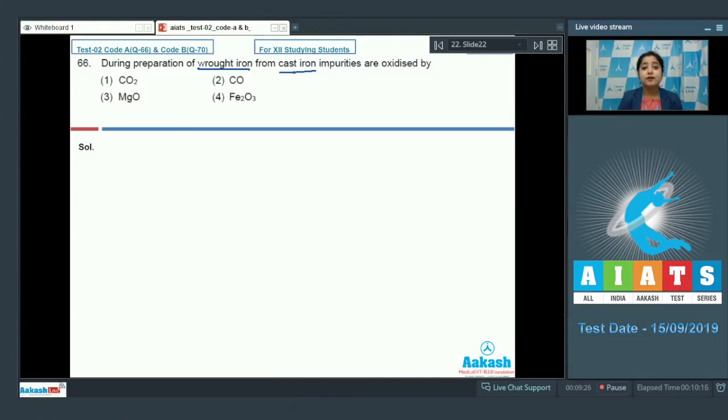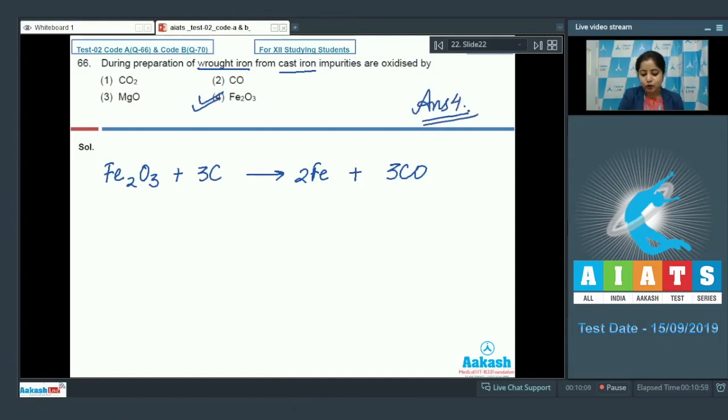Cast iron has impurities of carbon, sulfur, silicon and phosphorus. So class, impurities of cast iron are oxidized using hematite, which is Fe2O3, which acts as oxidizing agent and converts carbon into carbon monoxide. The reaction involved is Fe2O3 reacts with carbon to form iron and carbon monoxide. So hematite, that is Fe2O3, is the correct answer, which is used for the oxidation of impurities in cast iron.